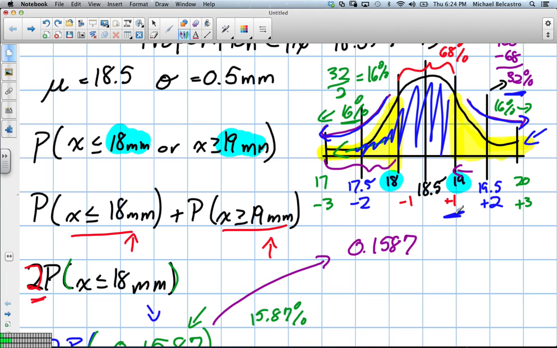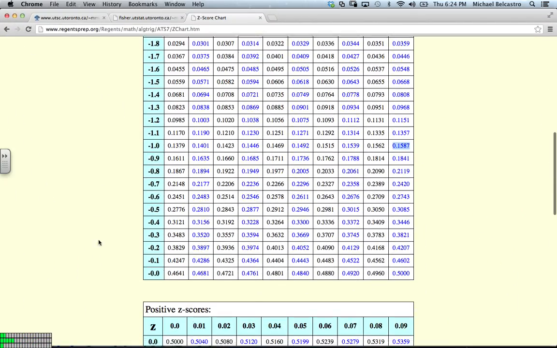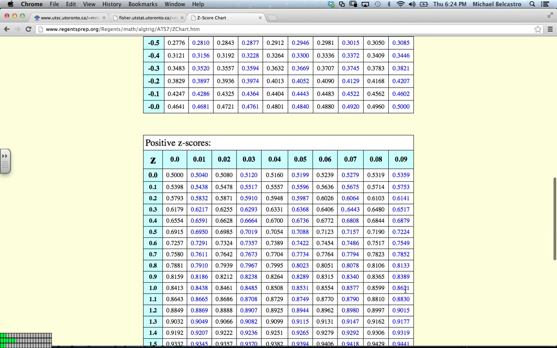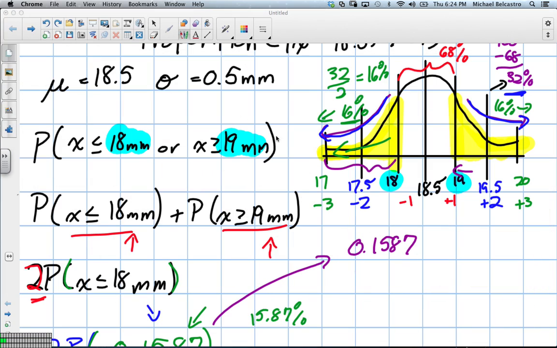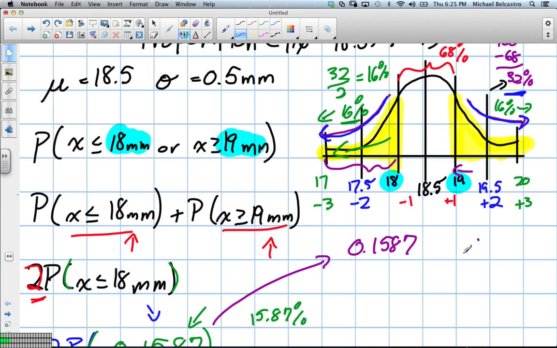So that's fine. Let's look for positive 1 in our z-scores. So we'll go to our z-scores, scroll down, and positive 1 is... Oh, I think it's right here. 0.8413. Is that right, what you got? Yes, 8413. Okay, so let's write that down. Positive 1, yeah. 0.8413. Now, this amount and this amount aren't the same, right?